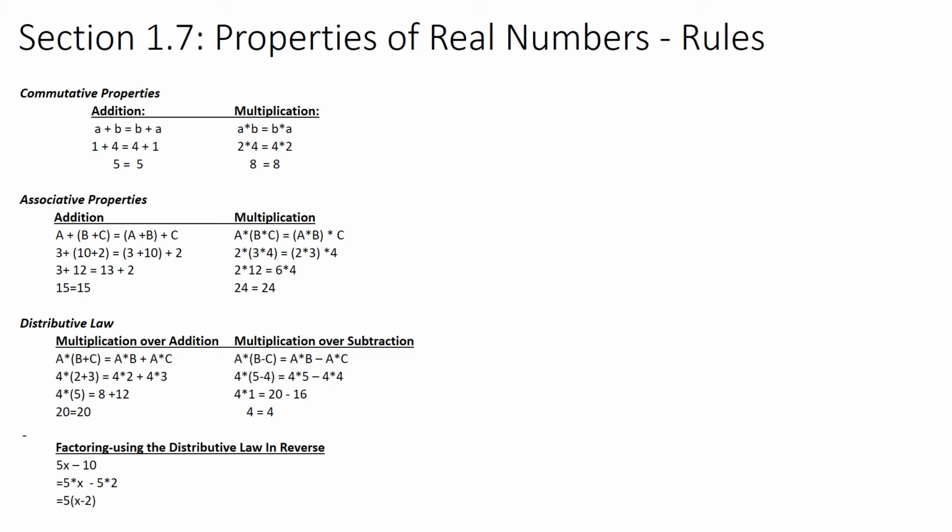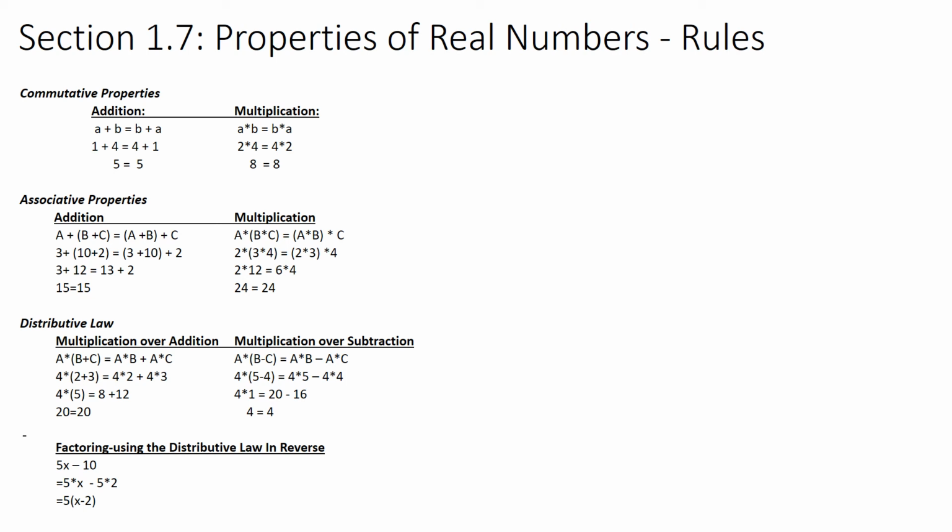And then the distributive property, we're going to use quite a bit in factoring. A times the components of b plus c is a times b plus a times c. And you see the examples I gave to prove it. And then a times b minus c equals a times b minus a times c. And then factoring is basically the distributive property in reverse.